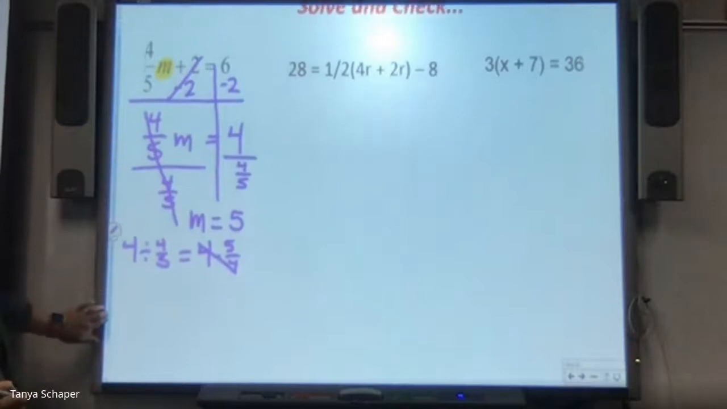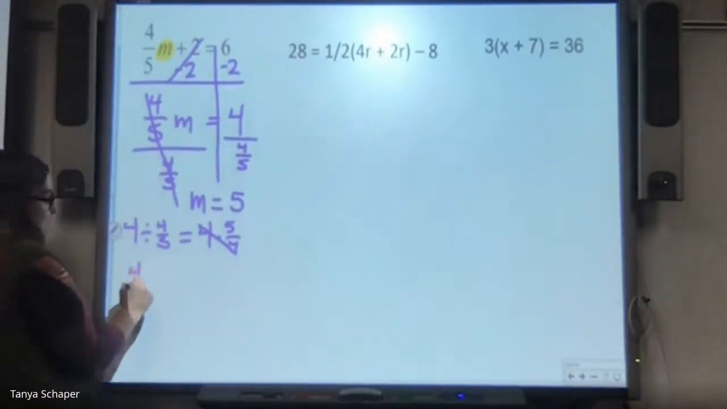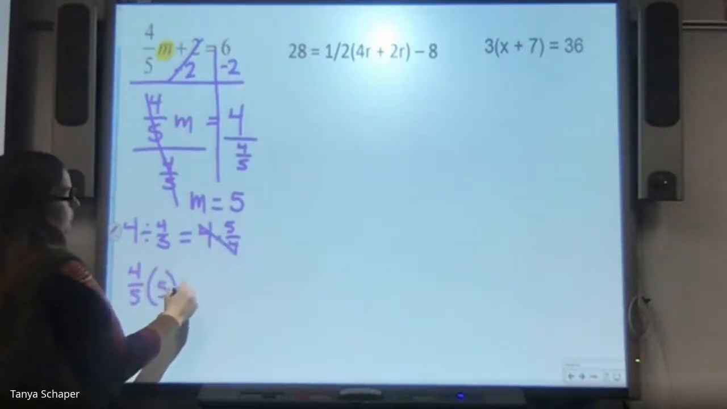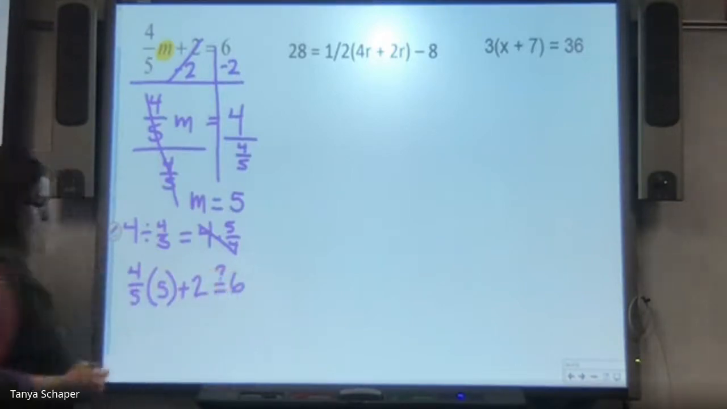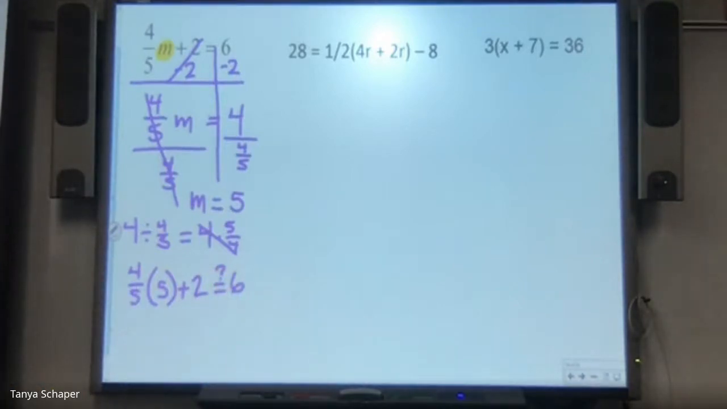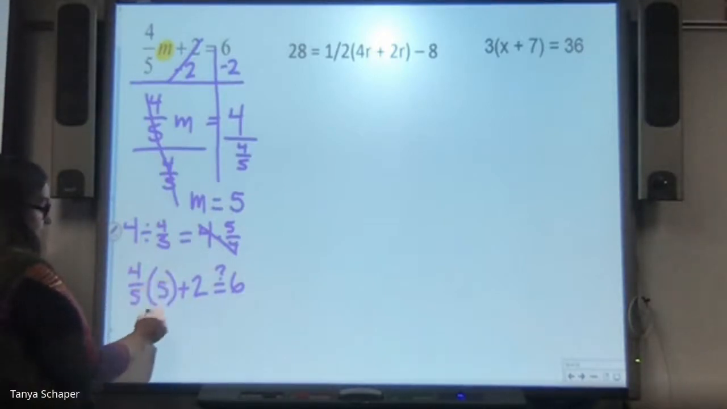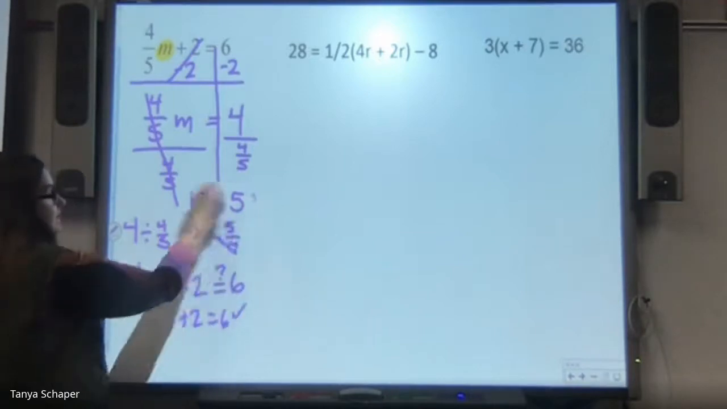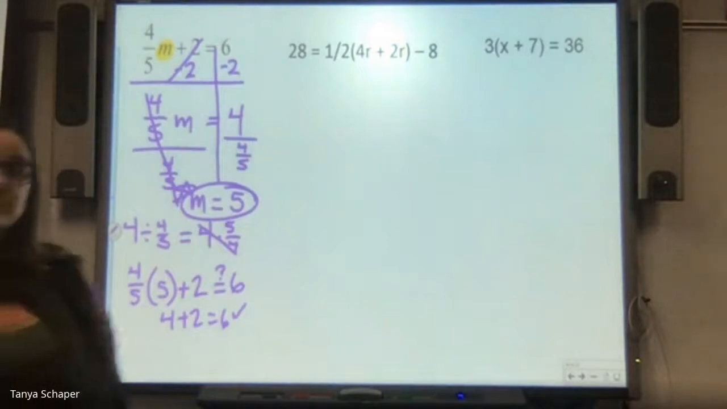And now I want to check to see if that's the right answer. So is 4/5 times 5 plus 2 the same as 6? Are they the same? So 4/5 times 5, that's 4. 4 plus 2 is 6. So my answer is correct. You want to make sure you're checking it out.